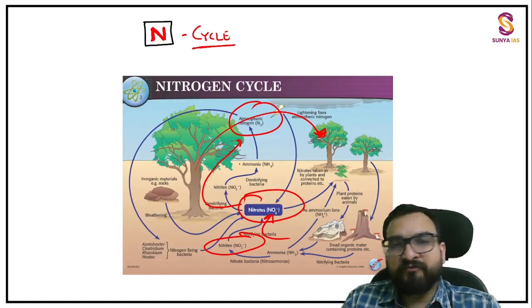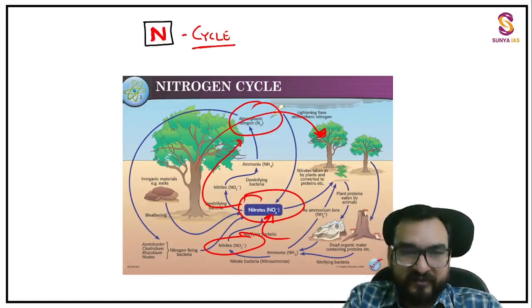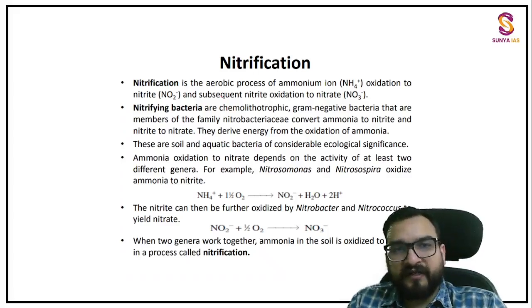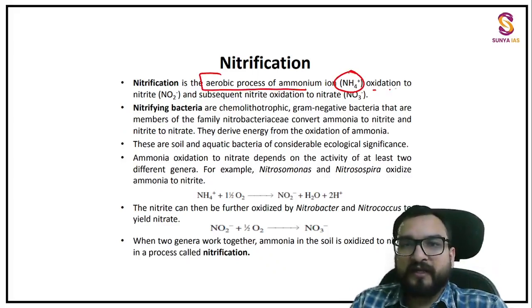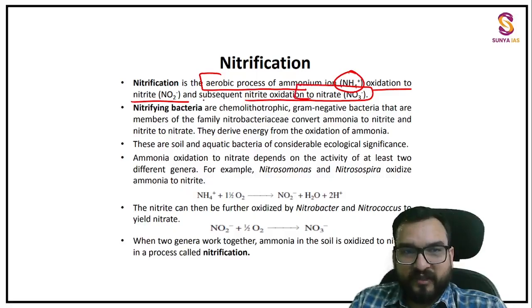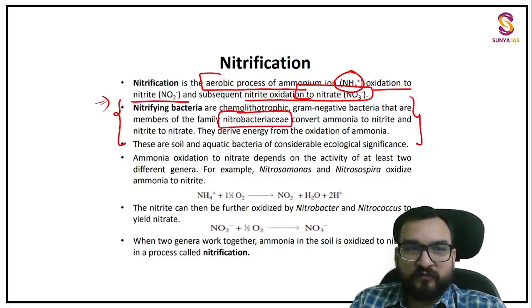That's why you have to see this nitrification and denitrification also. Over here, you will find nitrification is an aerobic process of ammonium ion oxidation to nitrite, and further to nitrate. I have told you already, right? But over here you will require some bacteria. So these bacteria are basically nitrobacteria, which convert ammonia to nitrite and nitrite to nitrate ultimately, right?